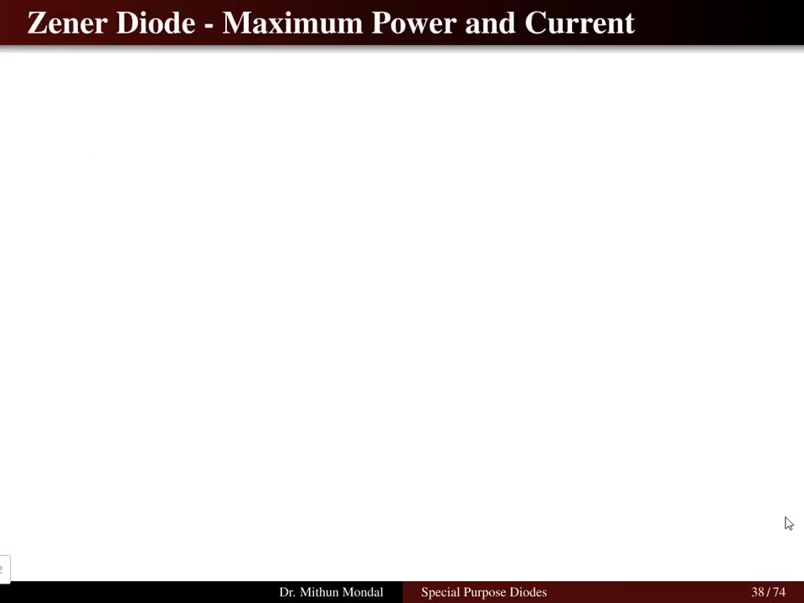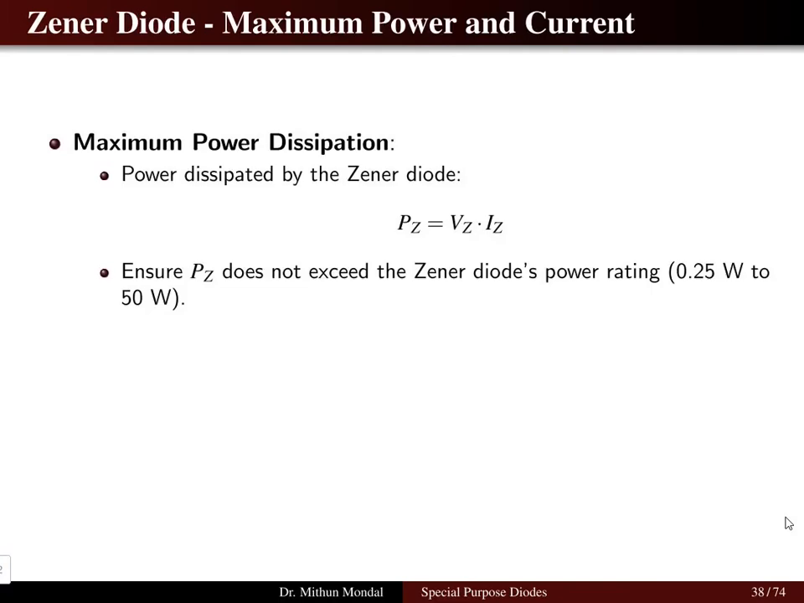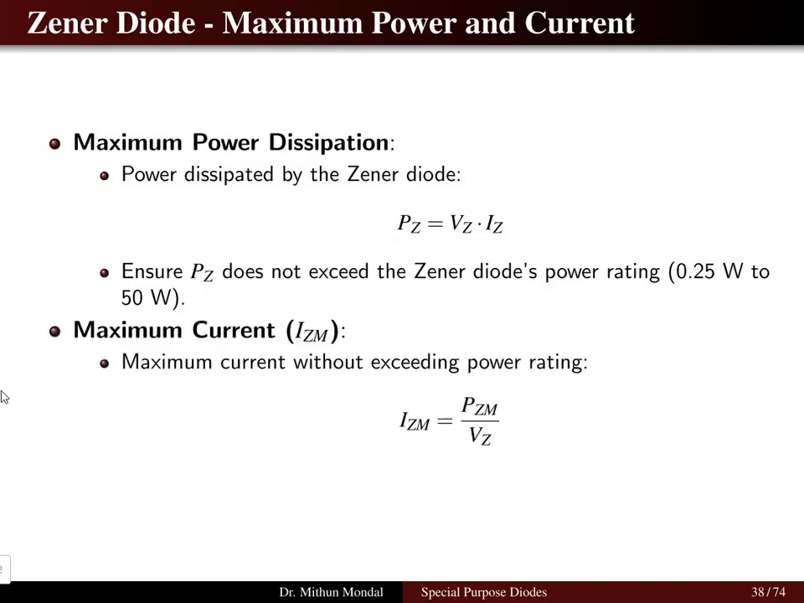So the Zener diode will have some maximum power and current which we can determine as the dissipation given by power dissipated as the product of Zener voltage into Zener current, and this power should not exceed the Zener diode power rating, otherwise the Zener diode will burn out. So generally it will be in the range of 0.25 watt to 50 watt. So you cannot exceed this maximum power in the Zener diode. Similarly, if we want to determine the maximum current that can flow through the Zener diode without exceeding the power rating, the maximum power Pzm divided by the Zener voltage will give the maximum current that can flow through the Zener diode.